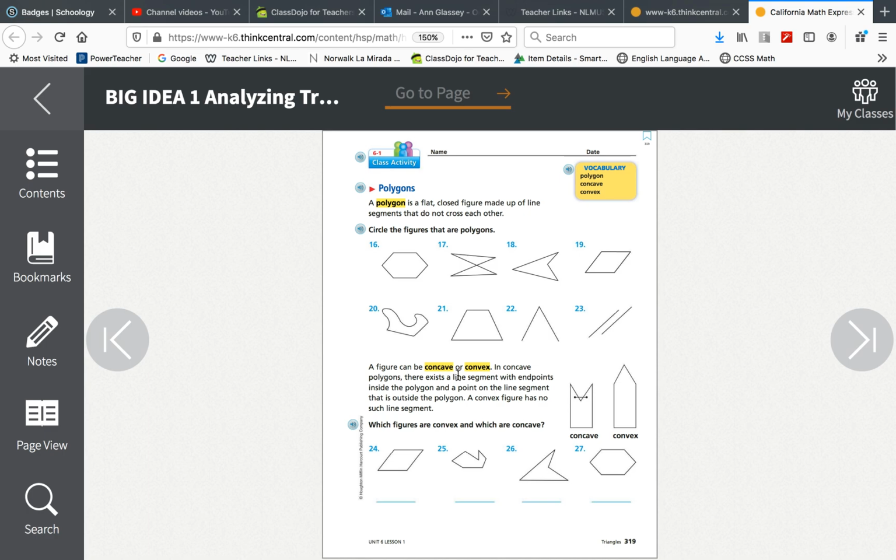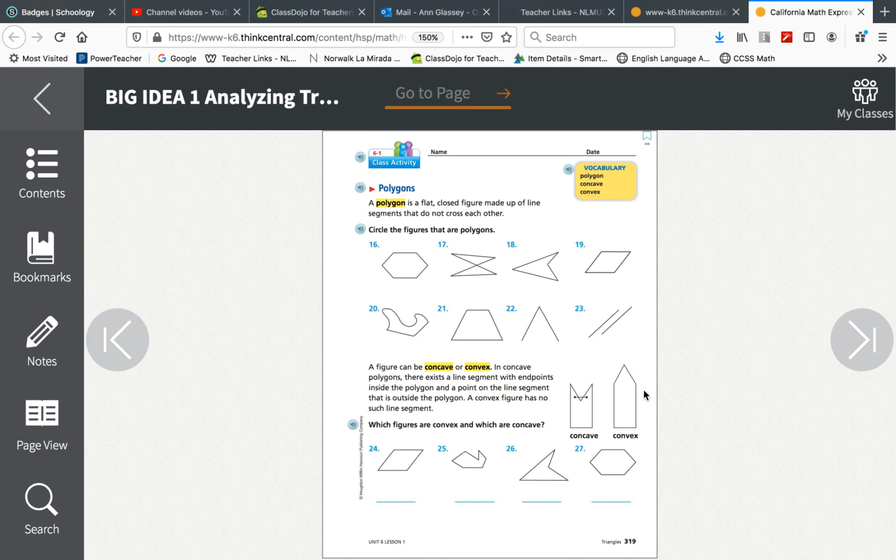Now, a figure can be concave or convex. In a concave polygon, you could draw a line segment with both endpoints inside of the polygon, however, with part of the line segment outside of the polygon. Now here's an easier way that I teach children to remember concave. You know how a cave is something you could crawl into? Does this figure have a cave you could crawl into? Yes.